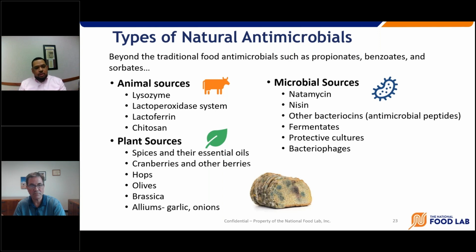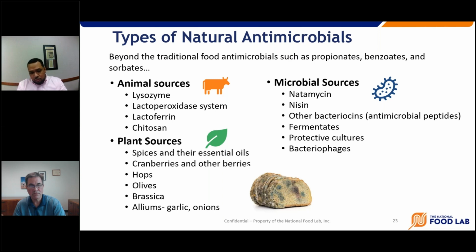There are different types of antimicrobials that have the connotation of natural. And you have animal sources like lysozyme and chitosan, which can also be from a mushroom source. And you have plant antimicrobials such as spices, well-known essential oils that can also act as an antioxidant. Hops and different extracts from garlic and onions have shown some antimicrobial activity. But the most commonly known are microbial sources.